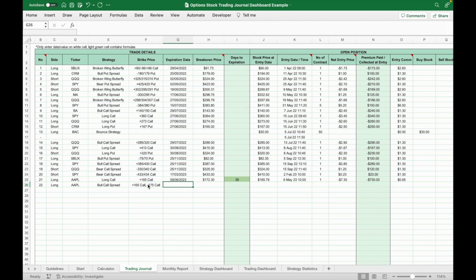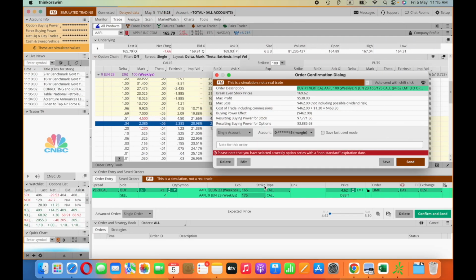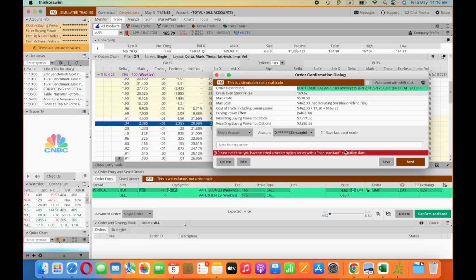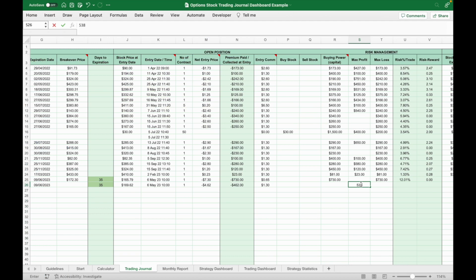Input your expiring date. Input your entry date and time. Input the number of contracts and input the net entry price. In this case, my net entry price is debit $4.62. When you pay a debit to open the trade, remember to put a minus sign in front of the net entry price. Then input your buying capital, which is 462, your net profit is 538, and your net loss is 462.